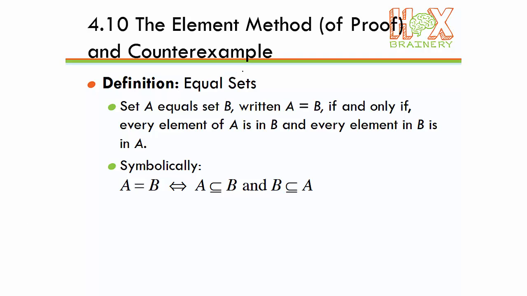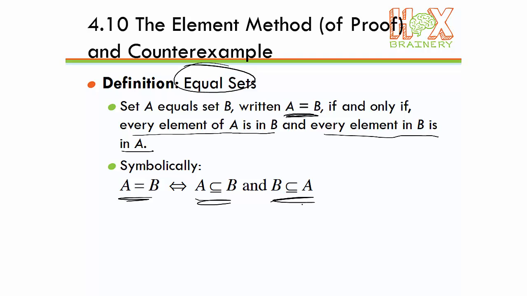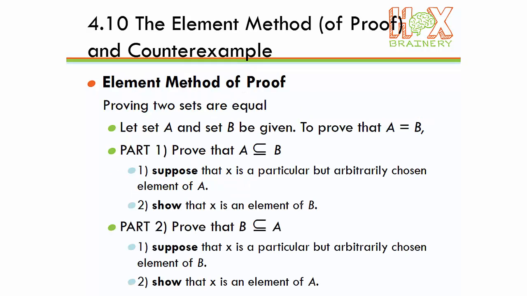Equality is going to be a little different though. For equal sets, we had a definition in a previous section earlier in the chapter, and we're just revisiting it here. Set A equals set B if and only if every element of A is in B and every element of B is in A. Symbolically, if A and B are equal, then A is a subset of B and B is a subset of A. This is going to impact how we do the proofs for equal sets.